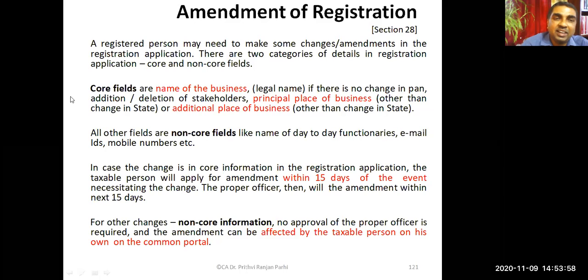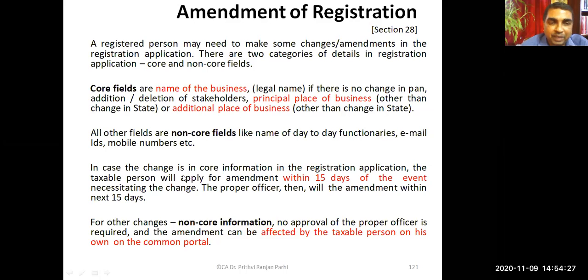Core fields are like this. Suppose you want to make a change in the name of the business, the principal place of business, or an additional place of business. These fields are called core fields. All other fields are called non-core fields. First, let us see how to amend the core fields. For an amendment in the core fields, someone has to make an application, right?